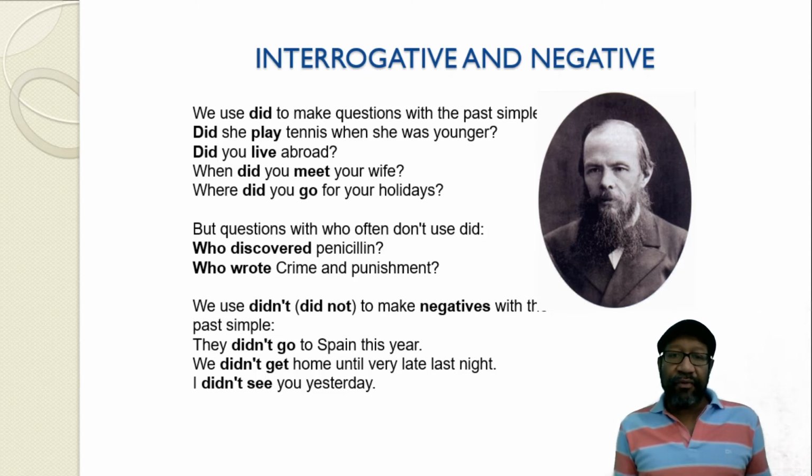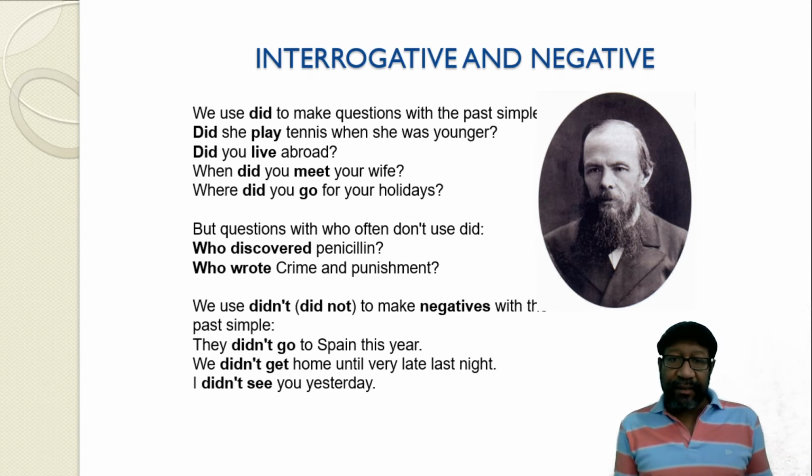But questions with who, the interrogative pronoun, often don't use did. Who discovered penicillin? Who wrote Crime and Punishment? And you can see above me is the picture of a writer named Fyodor Dostoevsky. He's a Russian writer, and he's the one who wrote Crime and Punishment, one famous book of his.